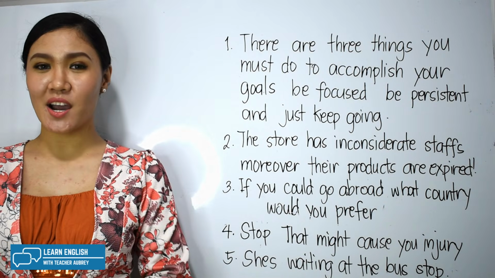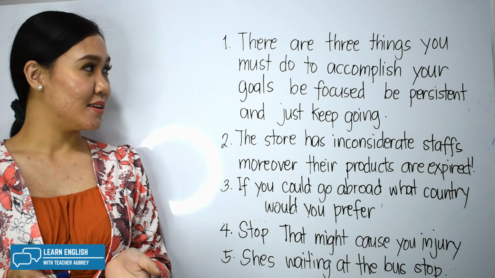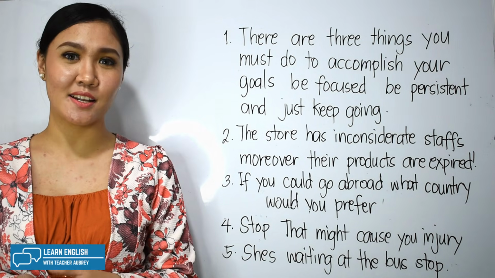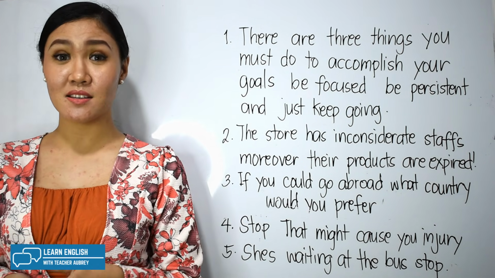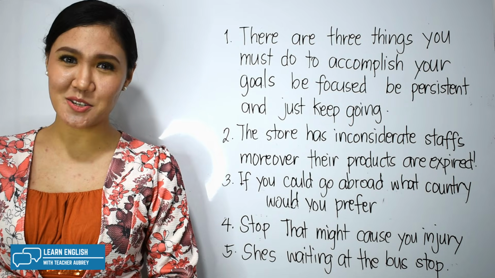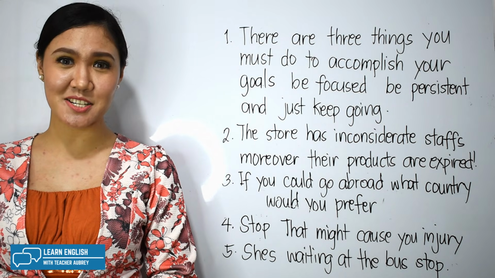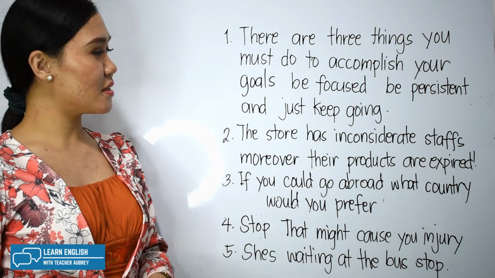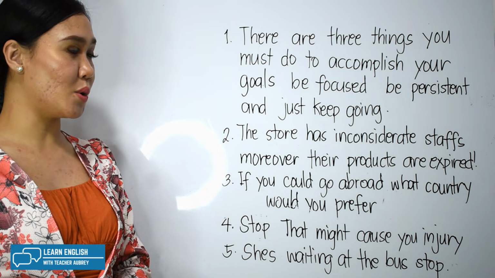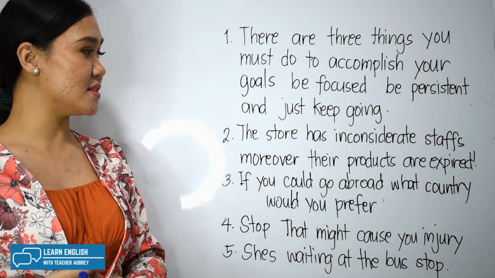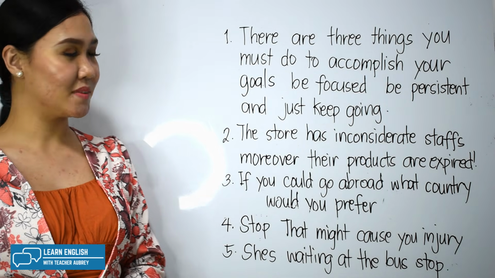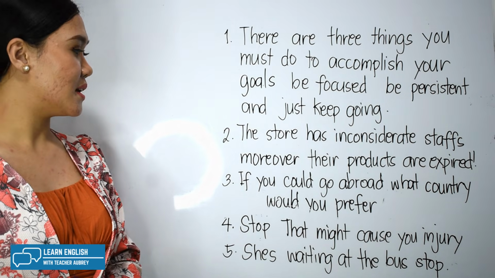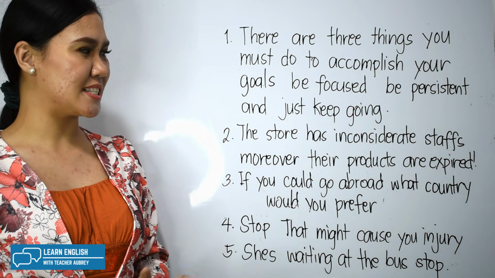Now, let us try to answer this sort of quiz to check how well you understand the topic. You may pause this video for a while and don't be shy to share your answers on the comment section below. Let us take a look at the sentences. Number 1. There are 3 things you must do to accomplish your goals. Be focused, be persistent, and just keep going. Number 2. The store has inconsiderate staffs. Moreover, their products are expired.